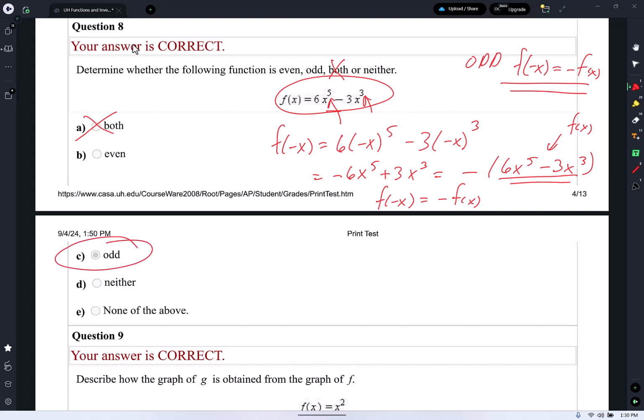You could have also done it like this. In case you don't like it, we're going to give you several ways. If I plug in a 1, I get 6 minus 3, which is 3. So if it's odd, if I plug in a negative 1, I better get a negative 3. Let's see. Negative 1 to the fifth is negative. Negative times the positive is a negative. Negative 1 to the third is a negative. Negative times negative is a positive. So I have negative 6 plus 3. That's going to be a negative 3. Yep, look at that. Odd property. Cool or not cool? Okay.